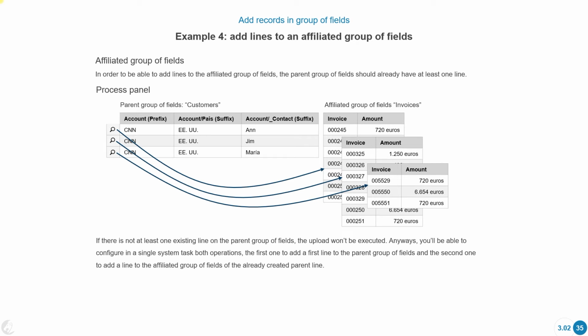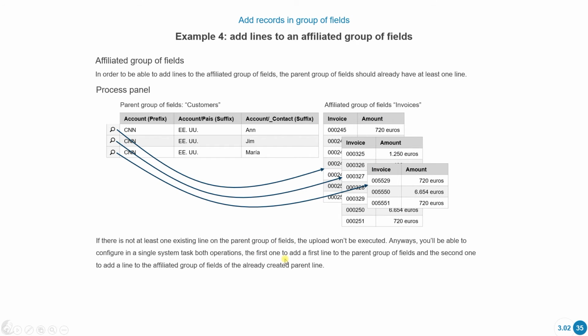So all I have to take into account is that in order to create lines in an affiliated group of fields, first, the parent group of fields has to be created. Sorry, it has to have some values. So let's say this group of fields is empty. There's no way I could create values in the affiliated group of fields. But if we already have three lines, no problem. We can create whatever values we want, whatever lines we want in the affiliated group of fields.